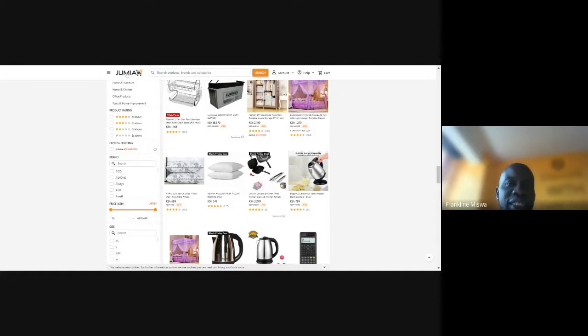This is a search bar. Let me not make an assumption that you guys know what it is. This is a search bar, so they will type in gas cooker with oven.